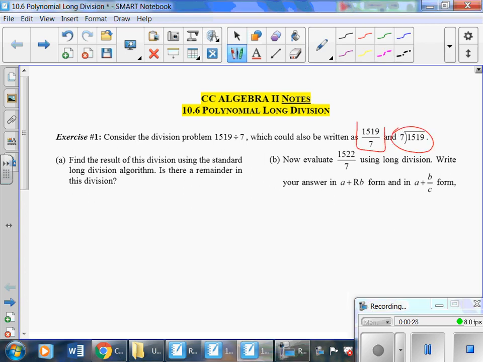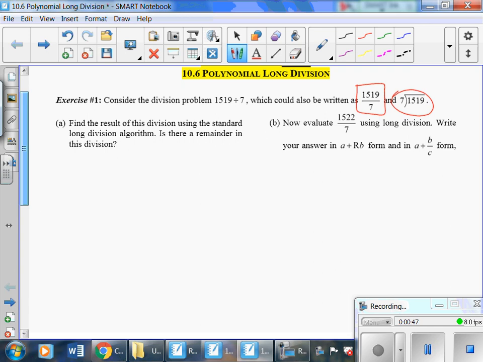Of course, in Algebra 2, when we consider division, we consider the fraction bar. But for today's purposes, I think using the division sign is going to help us. So A says, find the result of this division using the standard long division algorithm. And is there a remainder in this division? So basically, when it says 1519 divided by 7, that means 7 goes on the outside, and the 1519 goes on the inside, because we read this as 1,519 is divided by 7.